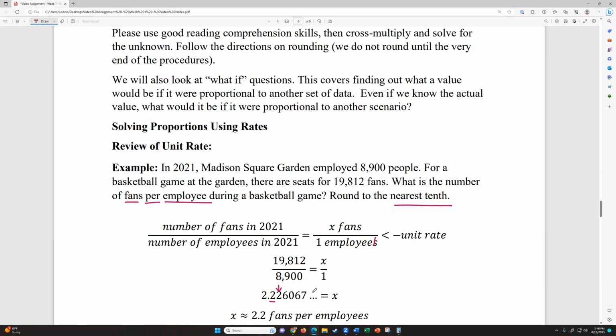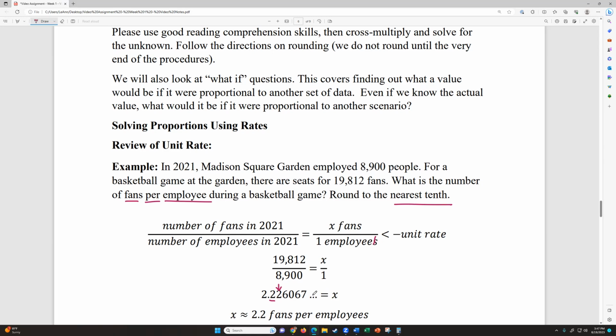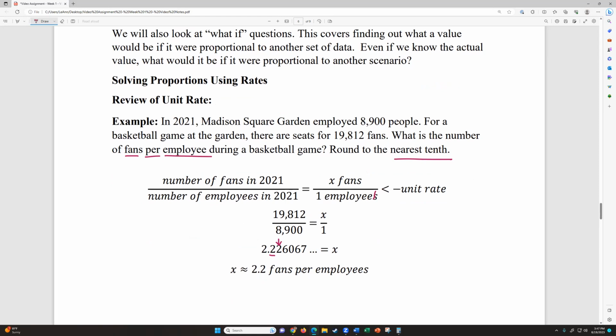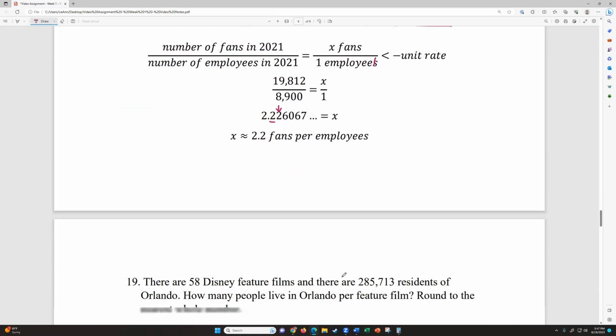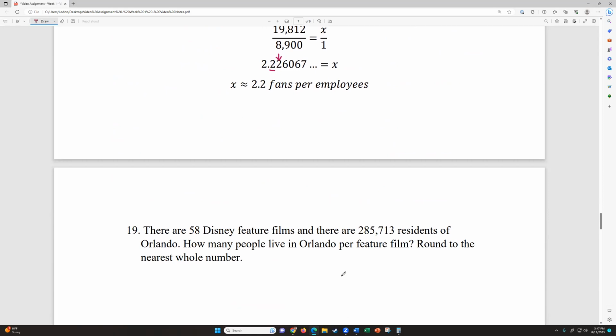So if you were trying to figure out the logistics of do we have enough employees to help the number of fans that we're going to have, we'd have about 2.2 fans per each employee. And of course, you can't have partial people, but this is just giving us that unit rate. Okay.